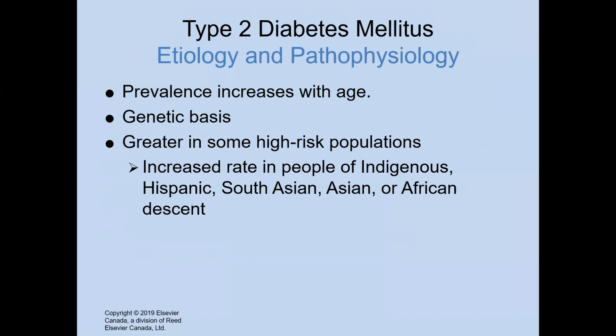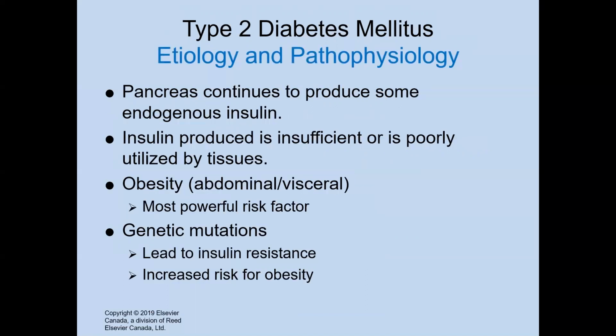So again, we have this genetic component. We see indigenous communities have a higher propensity. Hispanic, South Asian, Asian, or African people have a higher propensity for the development of type 2 diabetes. So in type 2 diabetes, we're looking at a process where the pancreas continues to produce some insulin. And remember that either the insulin produced is insufficient, not enough insulin, or those receptor sites are not able to adequately utilize the insulin. So what insulin we have is not able to get into the cells.